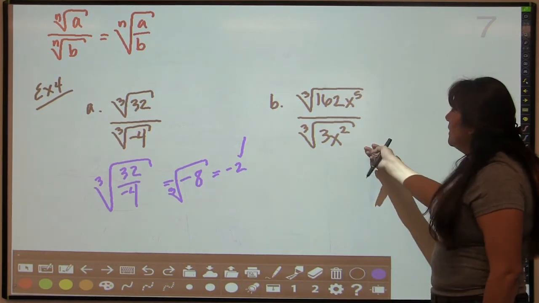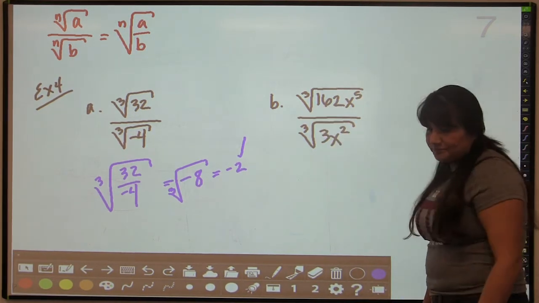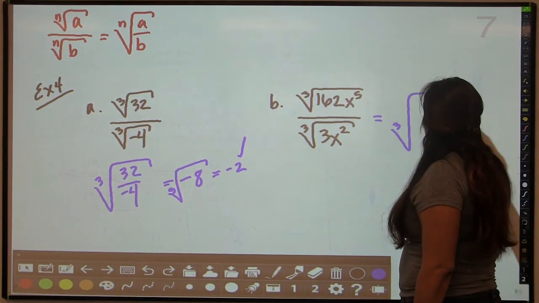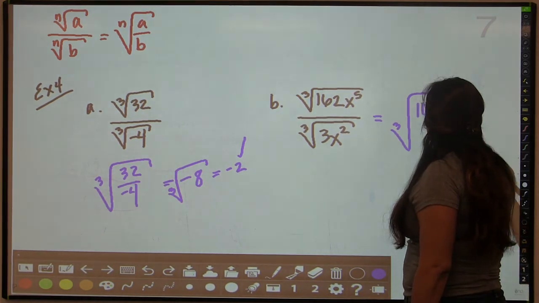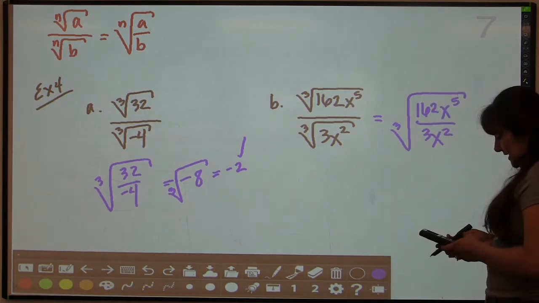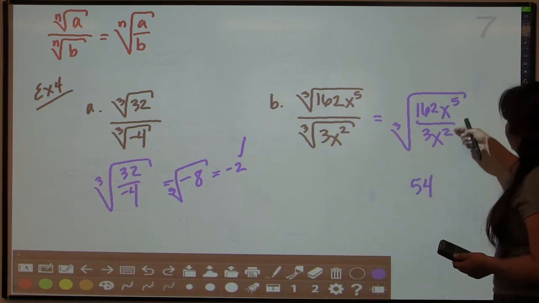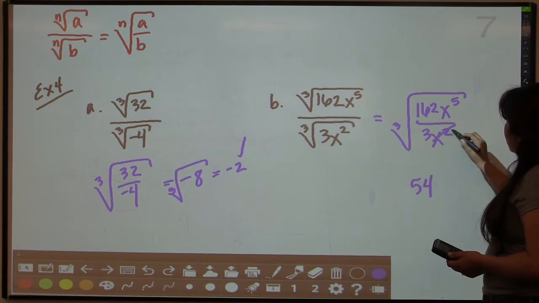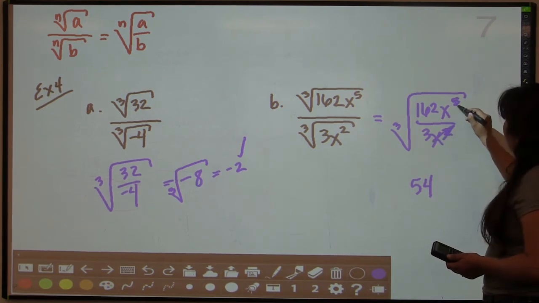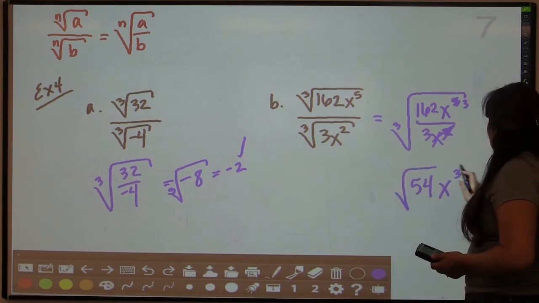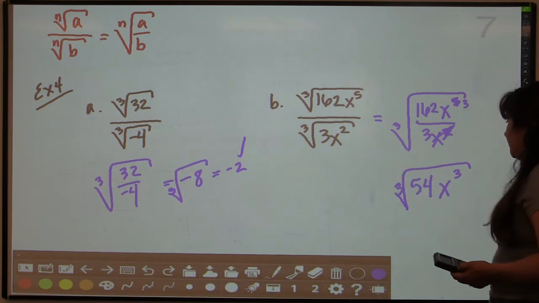Okay, same thing's going to happen here. The cubed root of 162, I don't know. But if I combine this, I'm going to get the cubed root of 162x to the 5th over 3x squared. And 162 divided by 3 is 54. And if you remember the properties of exponents, these x squareds cancel with 2 of the x's up here, leaving you with x cubed. So now this actually looks a lot cleaner than the original problem did.